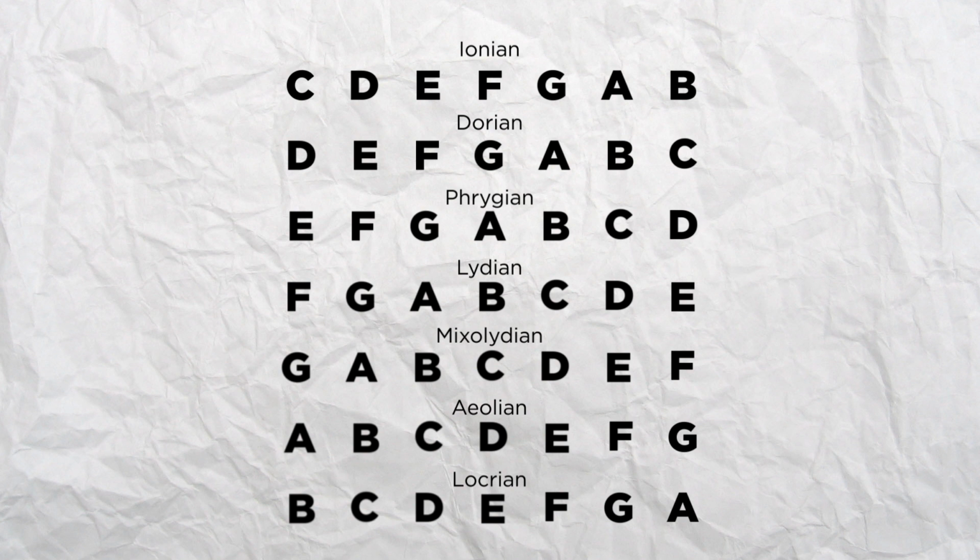So the question is, if all these scales use the same notes, how can they sound different? How can we compose a song in one of these modes without making it sound just like it's major or minor? This is the question we'll tackle today.